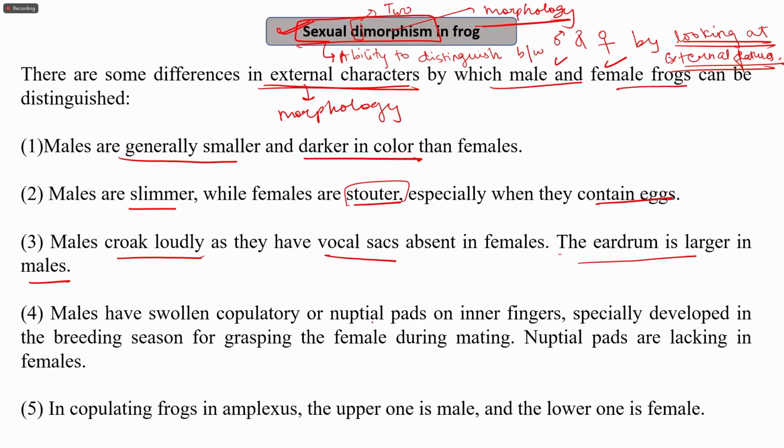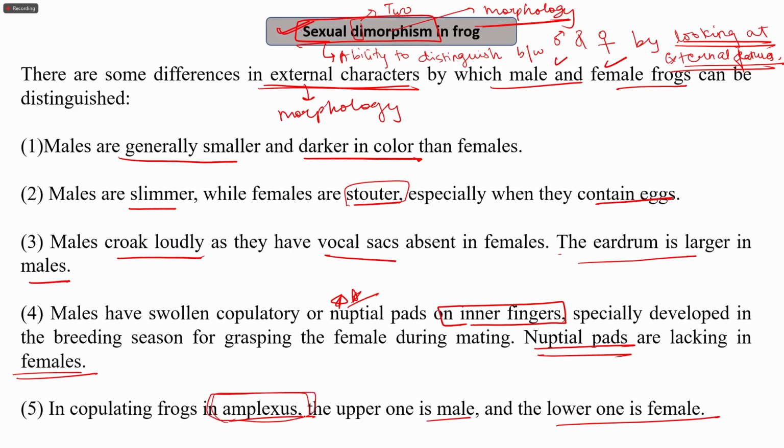Males have swollen copulatory or nuptial pads on inner fingers. Obviously, because the male has to keep a hold on the female, these copulatory or nuptial pads on inner fingers are developed, especially during the breeding season in males, for grasping the female. Nuptial pads are lacking in females because they do not have any use. In copulating frogs, in amplexus, the upper one is male and the lower one is female. As I mentioned, based on the position also, we can identify the upper one as the male and the lower one as the female. This position is known as amplexus in frogs.